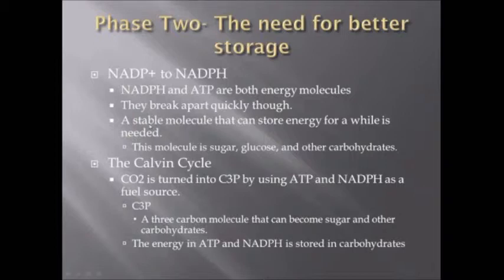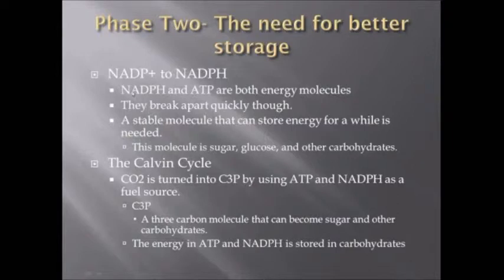So the plant has to have a solution to that problem. And the plant solves that problem by creating a molecule that it can store energy in for a long time. That molecule that can store energy for a long time is called sugar. It's glucose. So the plant wants to turn NADPH and ATP into long-term storage. It turns that into sugar. Now, this is where the second step comes in, the light independent reactions, because you don't have to have light anymore. The step of turning these two molecules into sugar is basically the light independent reactions.